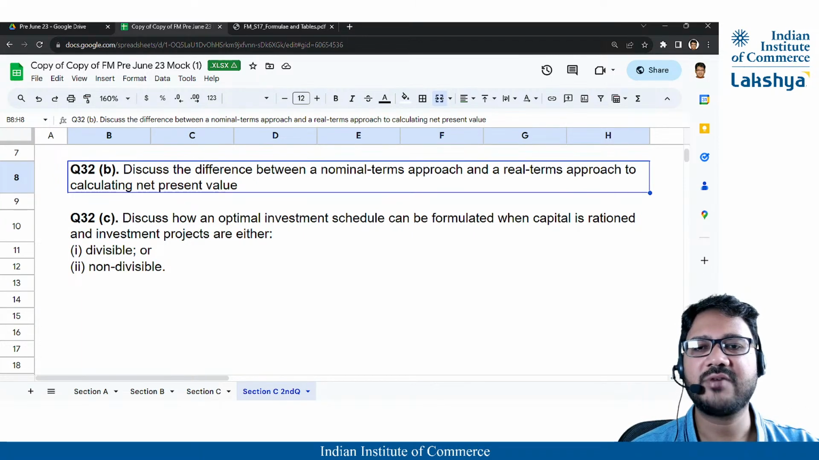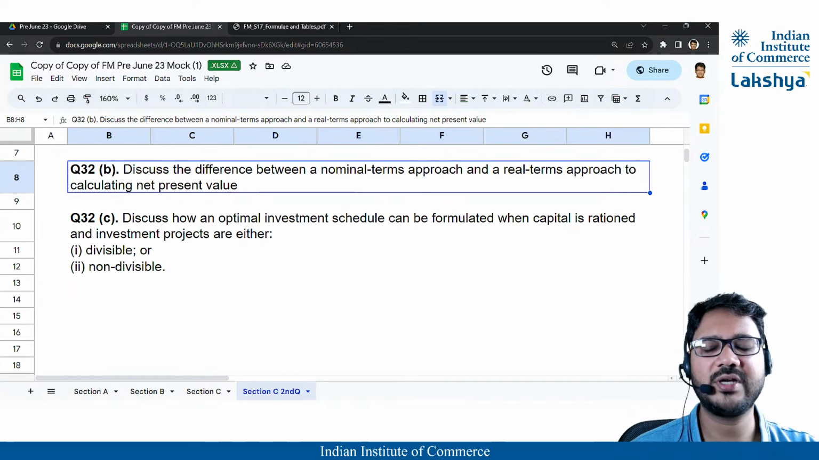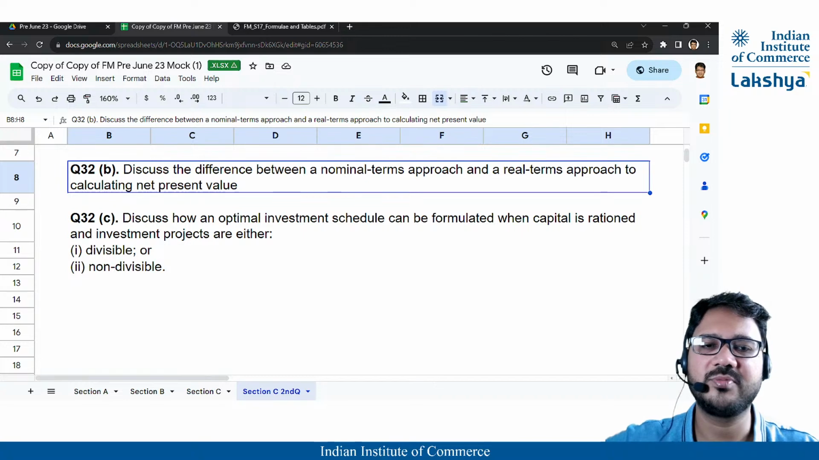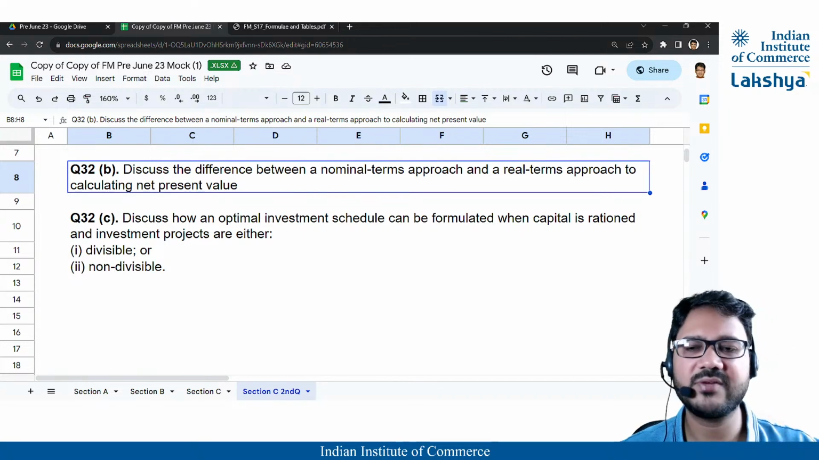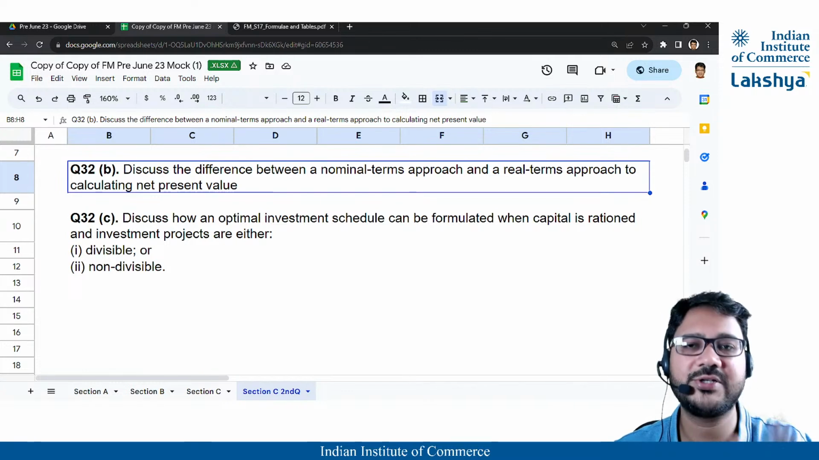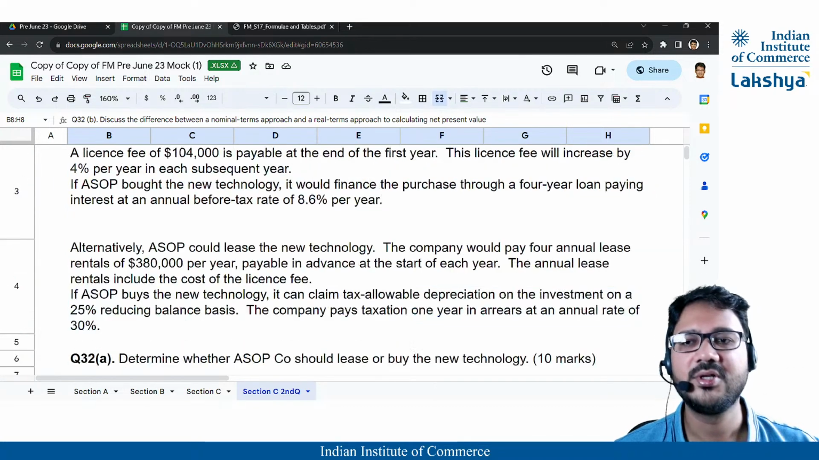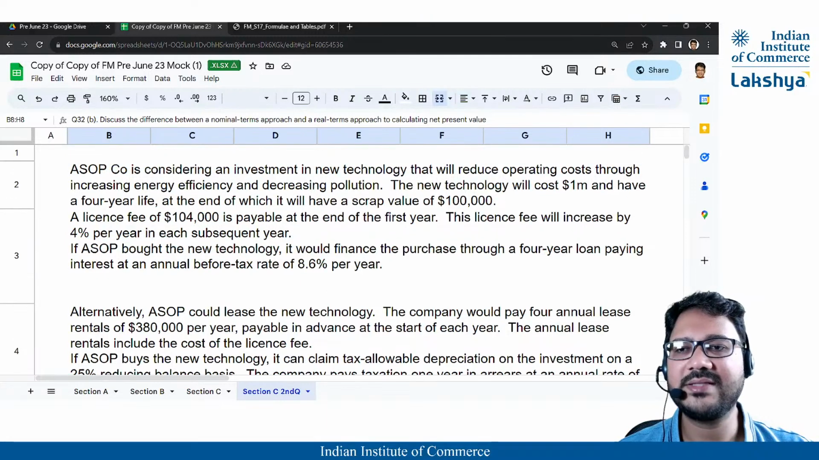Discuss how an optimal investment schedule can be formulated when capital is rationed. So divisible versus non-divisible, it's capital rationing. So in case of divisible, how are you going to rank the PIs? And in case of non-divisible, how the PIs are going to be ranked. Not PI ranking will be same, but how you can select, because in divisible you can do partial of a project, in non-divisible you can either do 100% of a project or not do anything at all. Okay, so let's start.